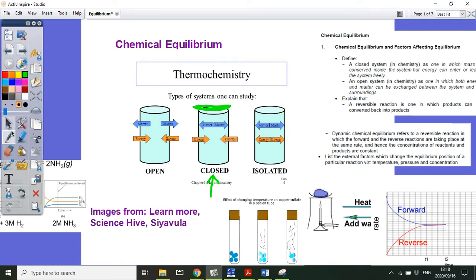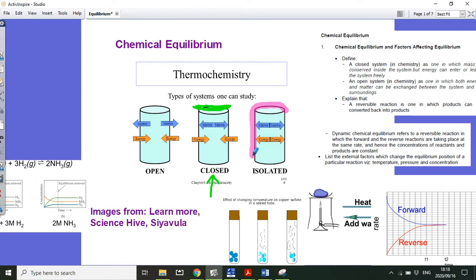An isolated system would mean that you've got insulation all the way around this container. So that means energy and matter will be trapped inside. This we don't deal with much in chemistry. We look at isolated systems in physics. So we are going to talk about a closed system. This is the first condition for equilibrium to be able to happen. It has to be a closed system.